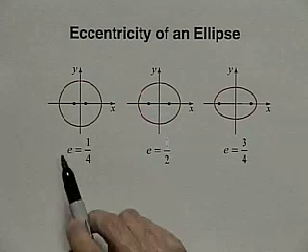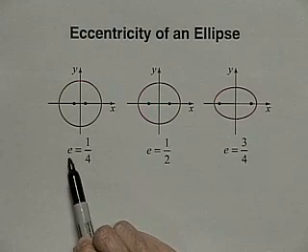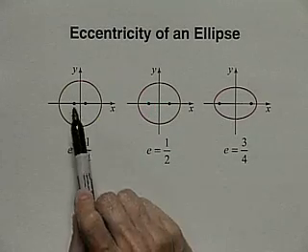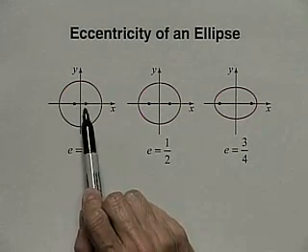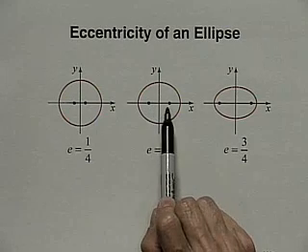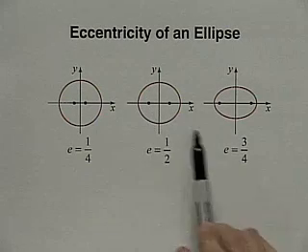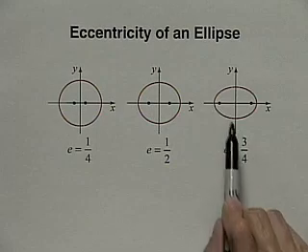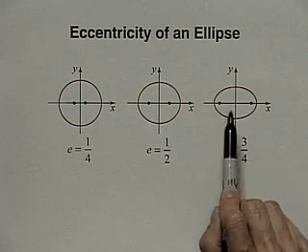Well, let's look at how that applies to an ellipse. This particular ellipse has eccentricity 1/4. Remember that an ellipse has two foci. Notice how close together those foci are. This ellipse has eccentricity 1/2. The foci are a little further apart. If the eccentricity is 3/4, the foci are even further apart.